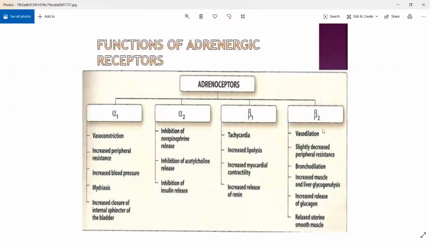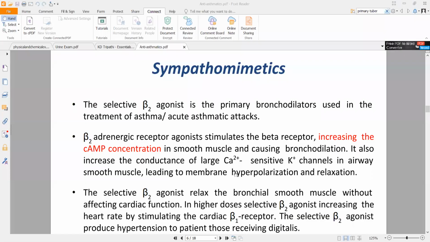So here what we are trying to do with the selective adrenergic drug is only stimulate beta 2 rather than disturbing alpha 1, alpha 2, and beta 1. That is what you're trying to do in asthma. You only want the response from your beta 2 receptor. That is why you are using a selective beta 2 agonist. I hope you are understanding what I'm telling you. If you have any doubts, please stop me.